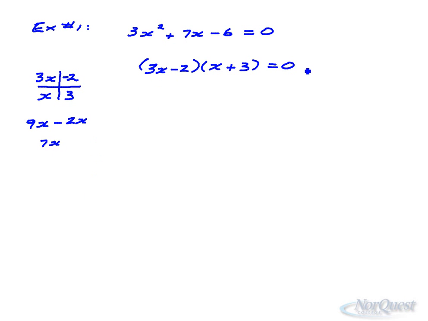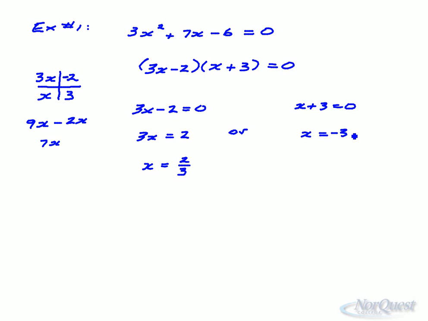That's nothing new. What's new to this unit is now to set each factor to 0. So 3x minus 2 equals 0, and we solve for x. 3x equals 2, x equals 2/3. Set the other factor to 0: x plus 3 equals 0, x equals negative 3.